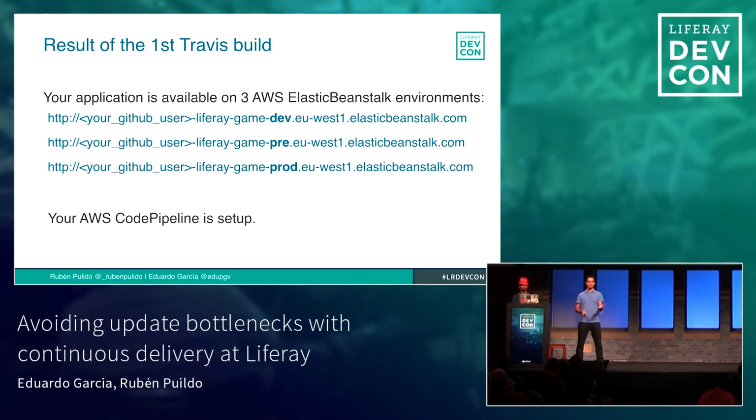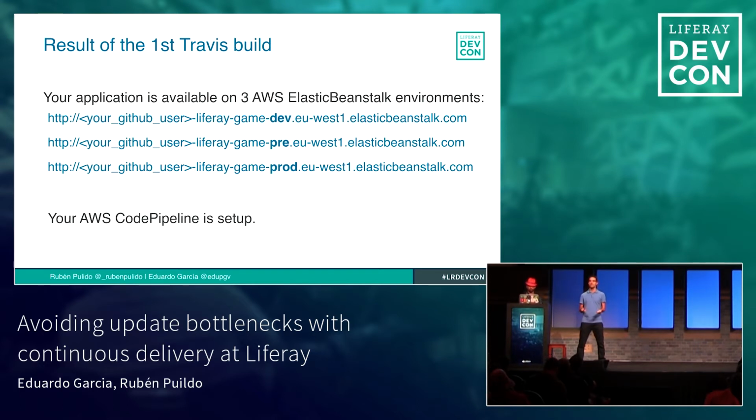Okay, so as a result of this Travis build, you will have your application deployed into 3 different environments, and it will be available on those links that you see on the screen. And you have your CodePipeline already set up.